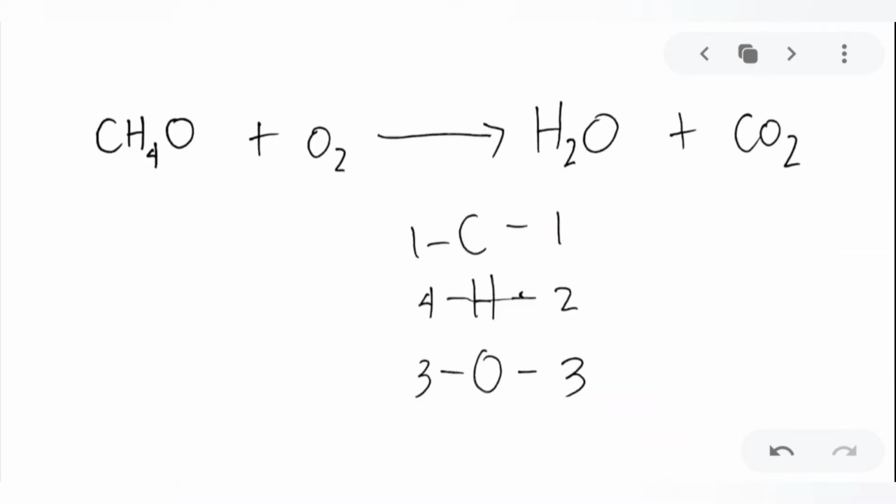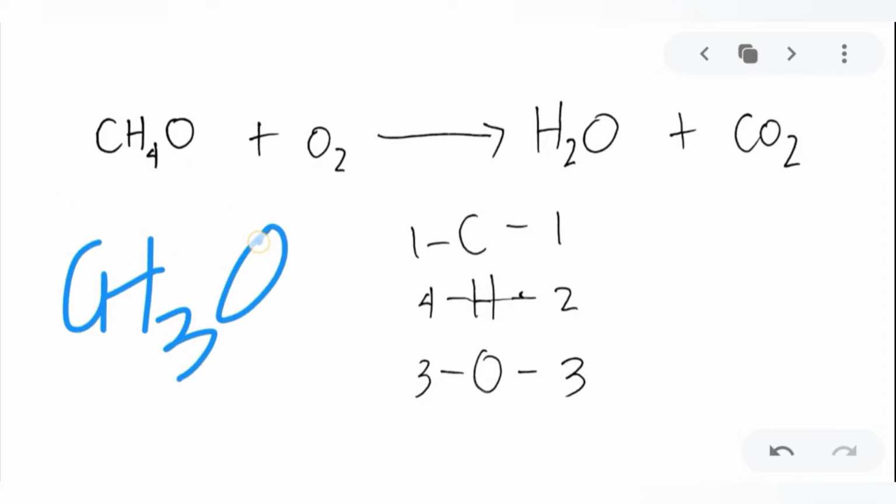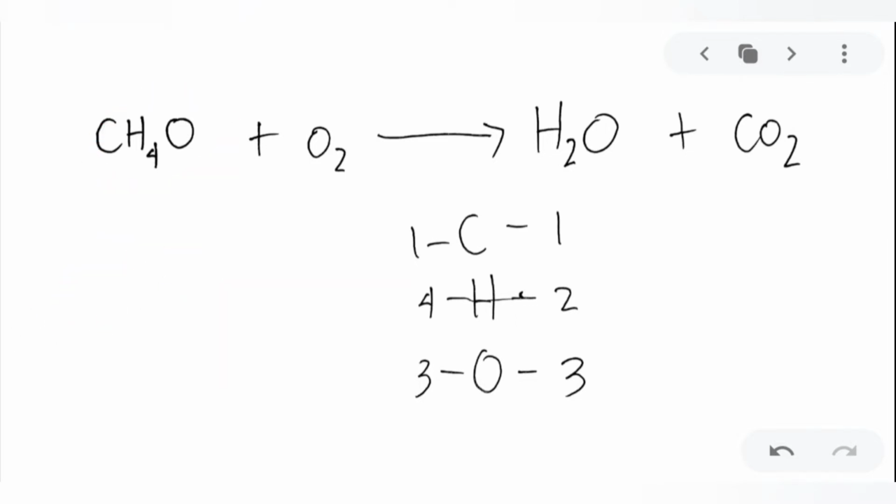Okay? Another example is the reaction of methanol. This is CH3OH, or it can be expressed as CH4O for methanol. Now methanol will be reacting with oxygen gas, and since that is a hydrocarbon, it will yield water and carbon dioxide gas.